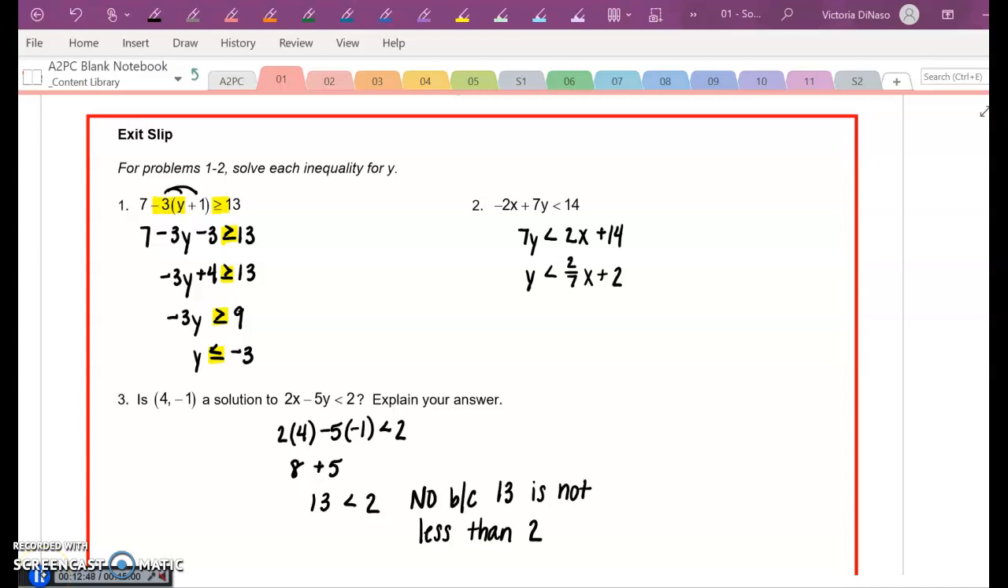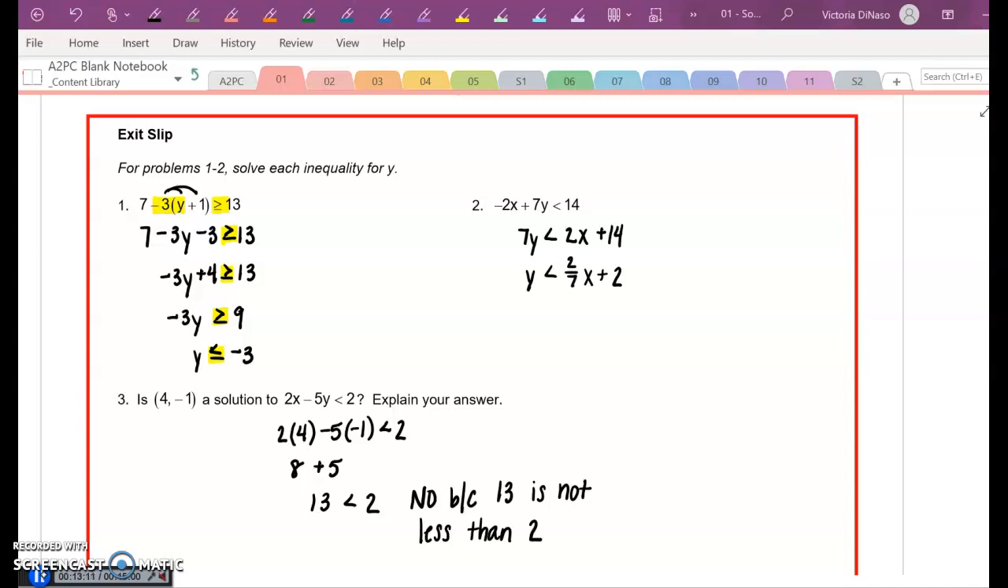One of the first things that we did today was solve an inequality and isolate our variable of y. And in doing so, we learned that we have to flip the inequality whenever we are dividing or multiplying by a negative number. So in this case, at number 1, we were isolating the y, and when I divided by the negative 3, we had to flip the inequality.